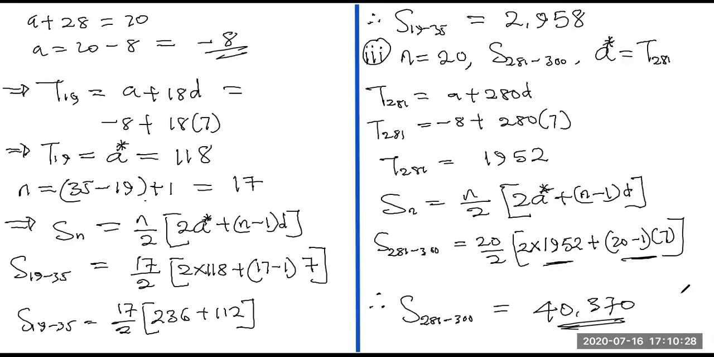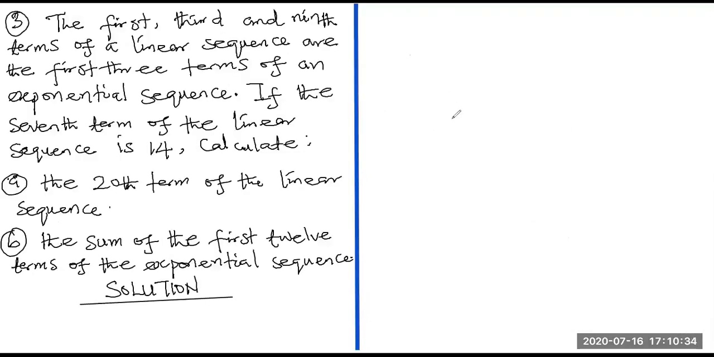Question number 3. In question number 3, we are told that the first, the third, and the ninth term of a linear sequence are the first 3 terms of an exponential sequence. So, reading this question, why are the terms of our linear sequence not in consecutive order? Because they said the first, they now jump the second, go to the third, now jump others, go to the ninth. While the linear sequence terms are not in consecutive order, the exponential sequence terms are in consecutive order.